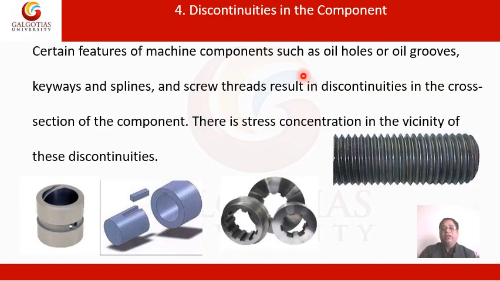Then fourth is discontinuities in the component. These are some components which are discontinuous in the cross section. Certain features of mechanical components like oil holes, oil grooves, keyways. This is a keyway provided. This is an oil hole and screw threaded. These screw threads are a discontinuity in the cross section of the component. So we cannot eliminate these things. So the stress concentration in the vicinity of these discontinuities will definitely be there, but we can reduce it by using some remedies.